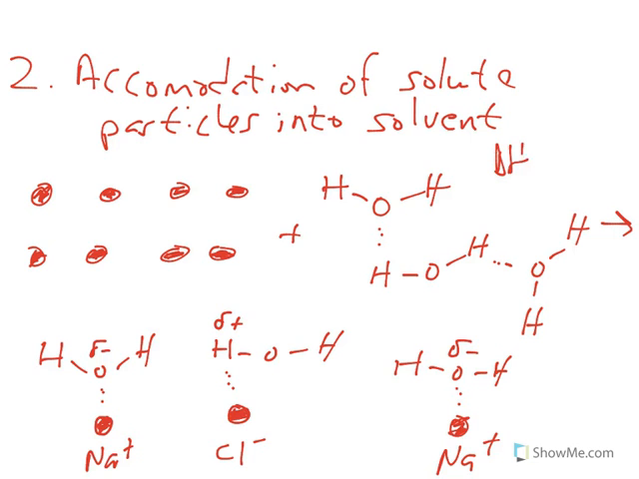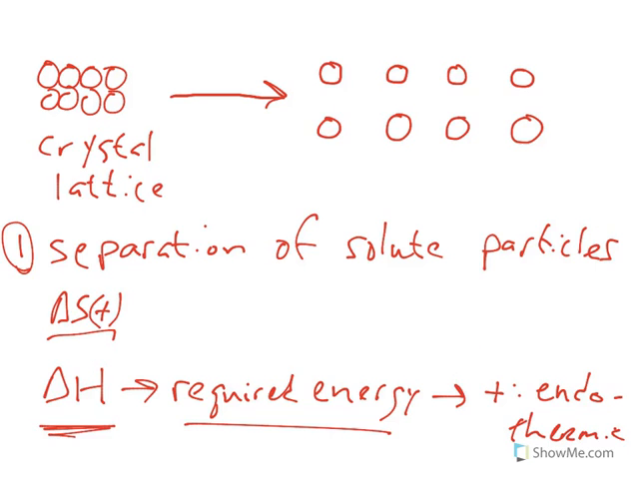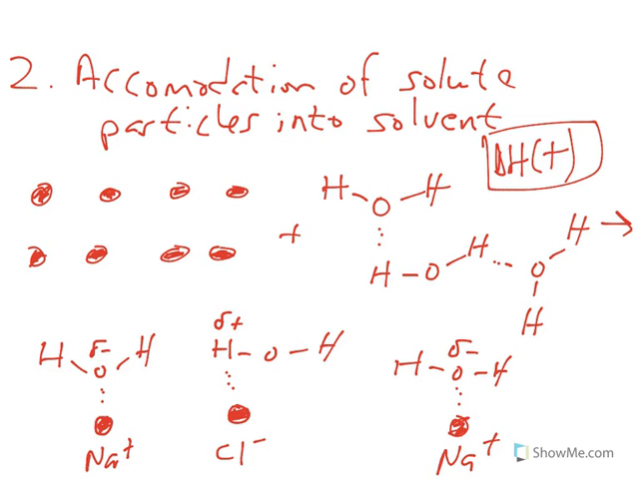So our delta H here for step 2 is also going to be positive, all right? So far we've got 2 positive processes via enthalpy. First was the separation of the solute particles. That required energy. Next was the accommodation of the solute particles into the solvent. That's going to require energy, all right? However, our third and final one is going to really help us out.